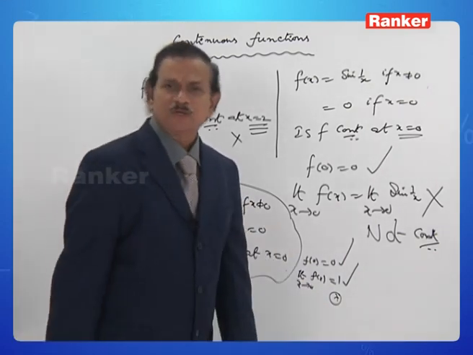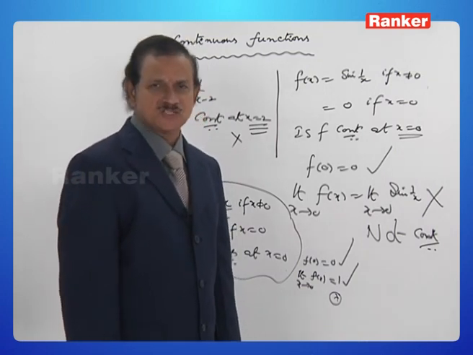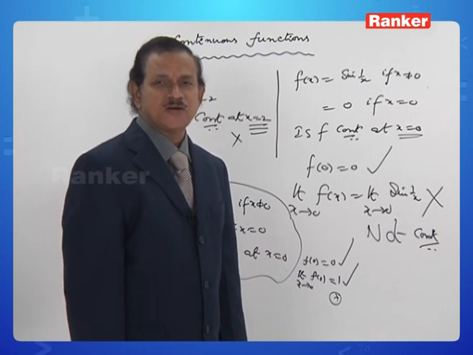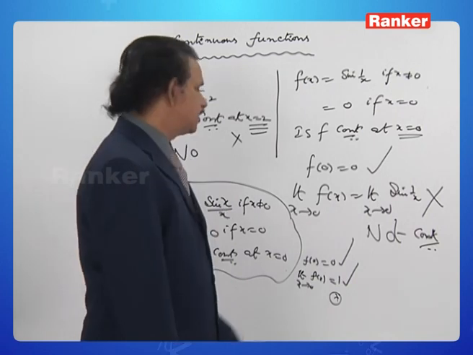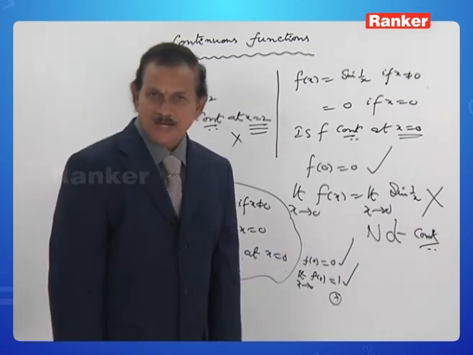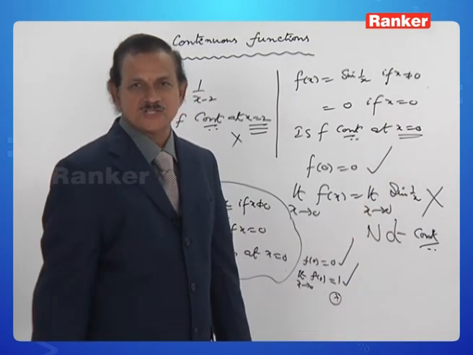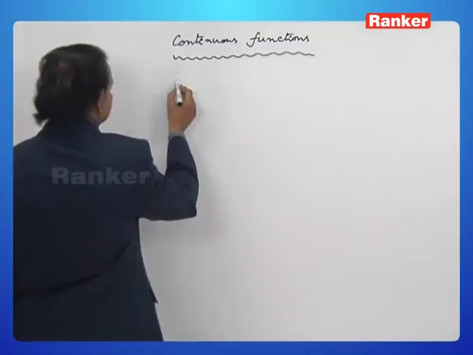So far, we have seen 3 examples in which the first condition is not satisfied in the first problem, the second condition is not satisfied in the second problem, and the third condition is not satisfied in the third problem. Now let us explore one more example in which all the 3 conditions are satisfied. How can we say that? How can we do?